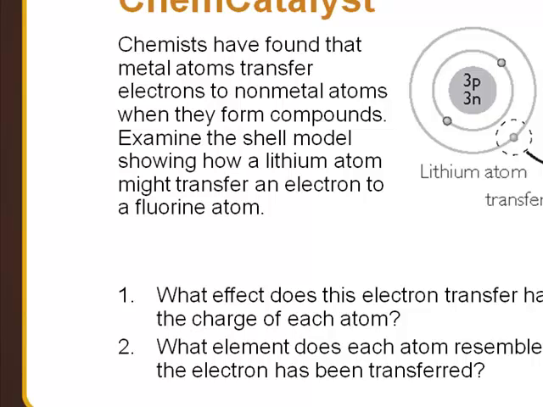Fluorine gains an electron from lithium. It now has 10 electrons and 9 protons. What's the charge going to be on the fluorine atom? Negative 1. It gained 1 electron.